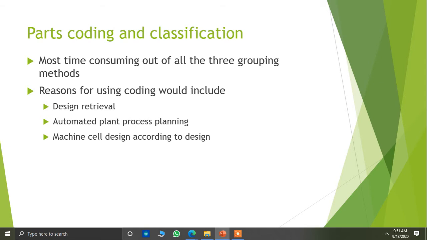Okay, grouping methods. So why should you code? First thing is design retrieval. What do you mean by retrieval? For example, in a plant process, you will not be given a lot of things. You will be given a paper and a design and some codes on it. What the operator understands is through the codes only. That means he would look into the design, find out what is the part and find out where it is available. That's it.